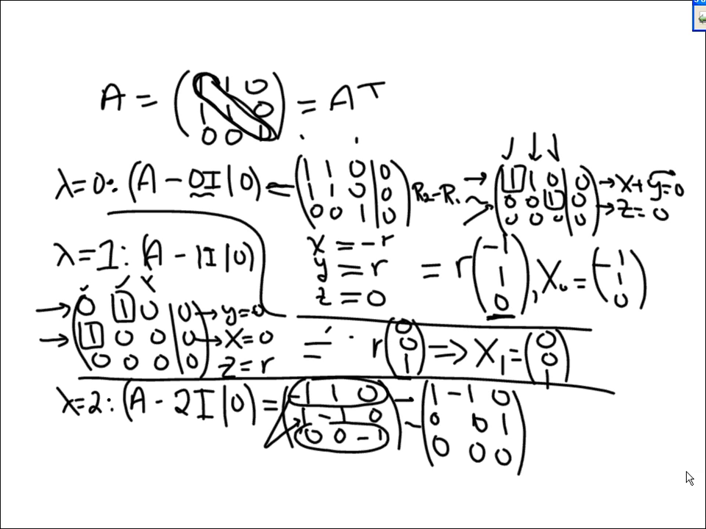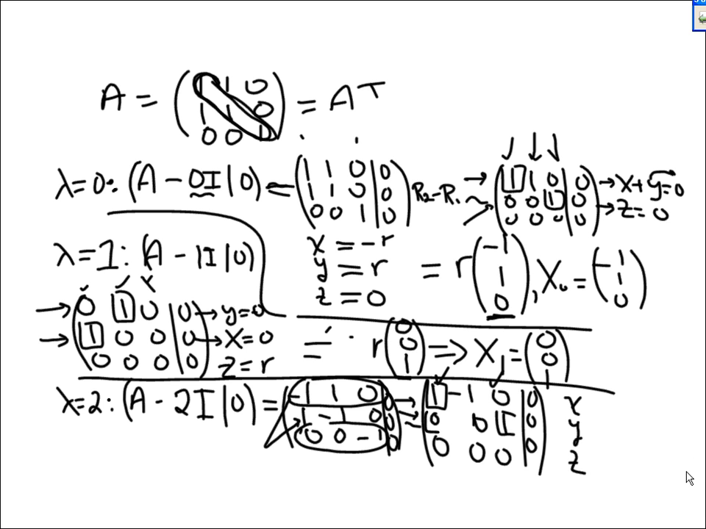Okay, column 1, row 1 has a leading 1, and row 2 has a leading 1. Column 1 and 3 have a leading 1. Column 2 does not. I do have one little typo. This should be augmented with the zero matrix. And the answer is nice and easy.